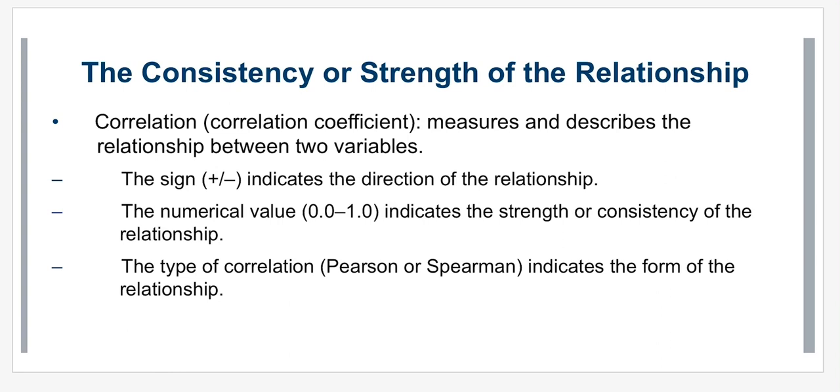So again, do they move together, increase together, or does one increase and the other decrease? That's what that positive or negative is indicating. In a scatter plot, it's showing you which way the line tilts. Does it tilt up, or does it tilt down?